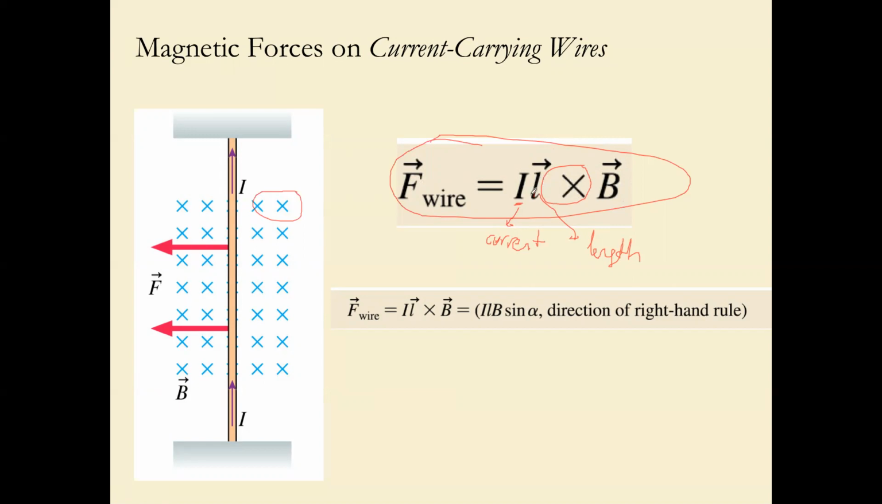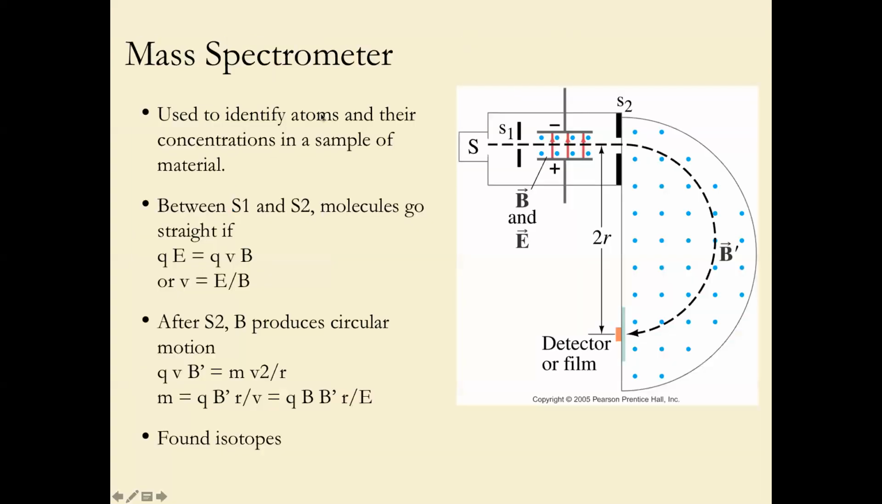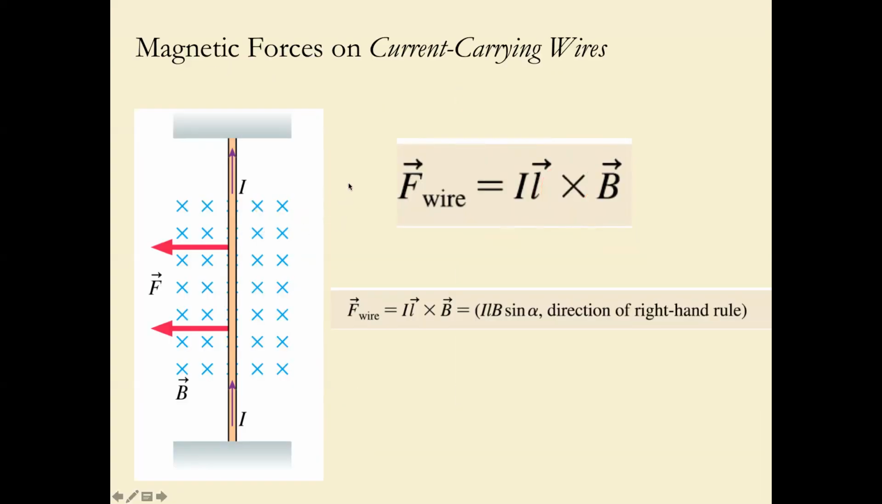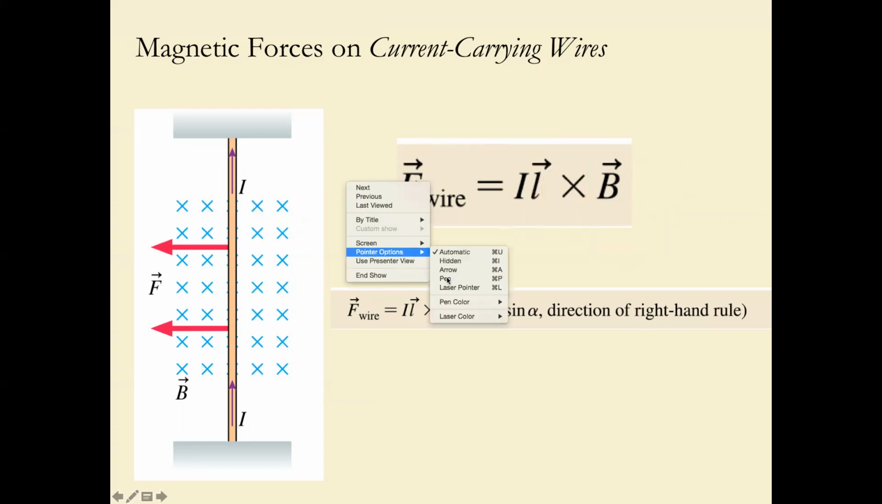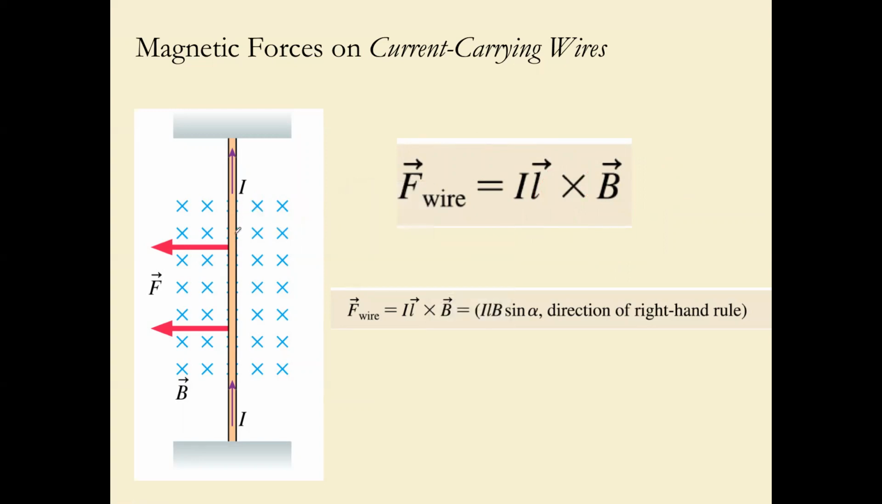So put your fingers in the direction of L. Look at here. This is the current carrying wire. The direction of L will be the direction of the current. So your fingers will point upward. The magnetic field is into the page, so curl your fingers into the page towards the magnetic field. So the force on this current carrying wire will be to the left.